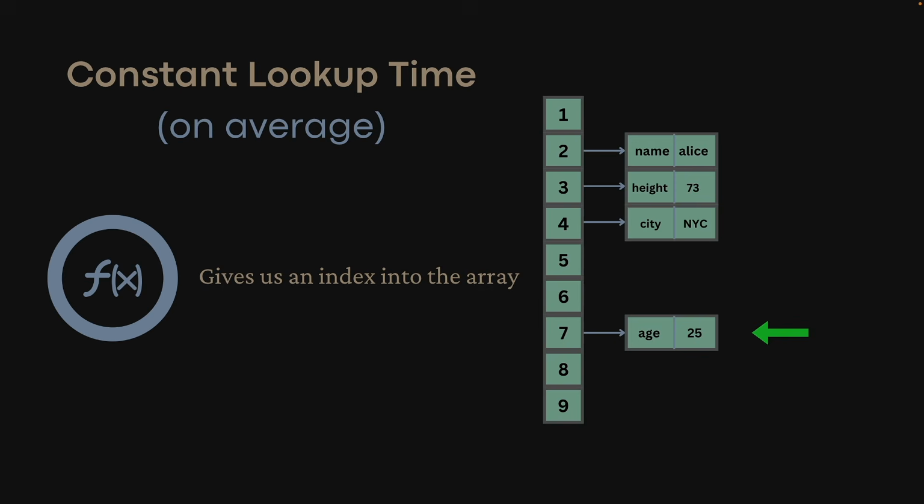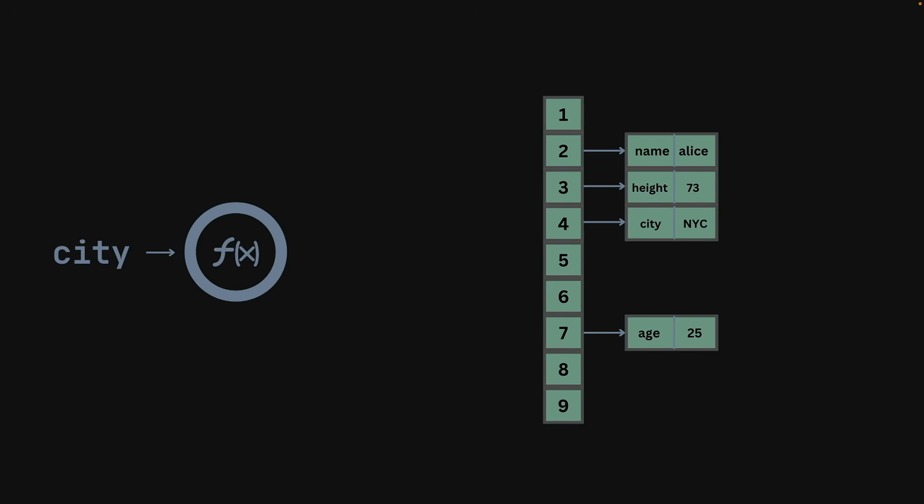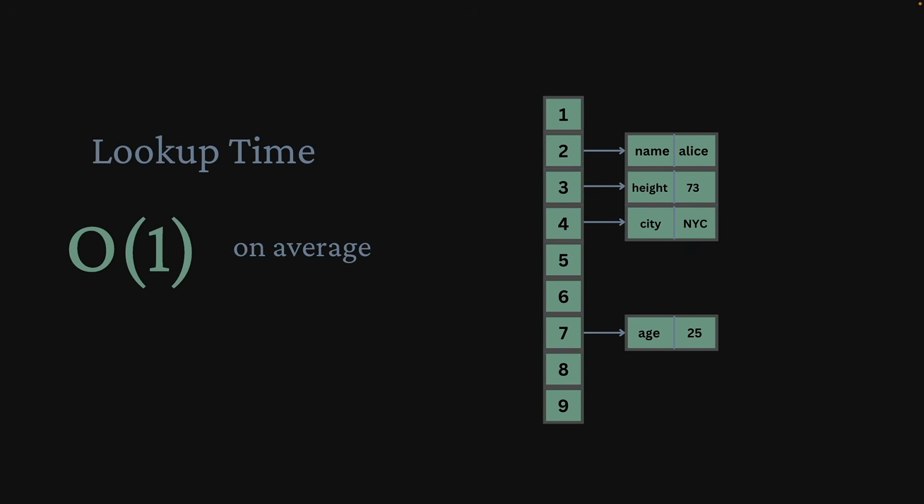into. What happens if we try to look up a value that was added as a result of a collision? In this example, our hash function returns 2 for the key city, which was added to the hash table using open addressing. We have to loop through the rest of the hash table to find the value associated with the key we're looking for. Again, this brings our lookup time to O of 1 on average, and O of n in the worst case.